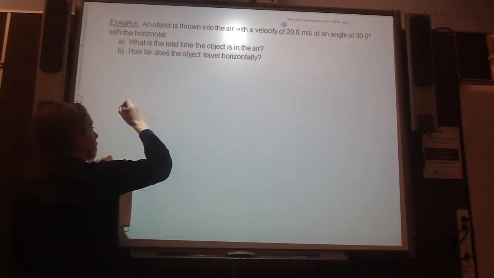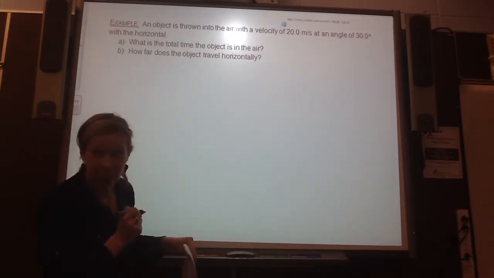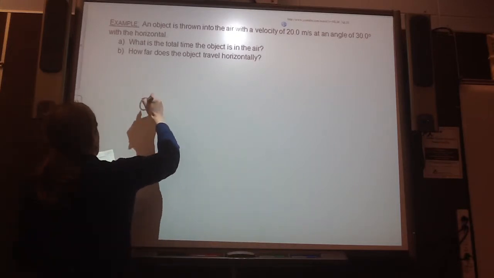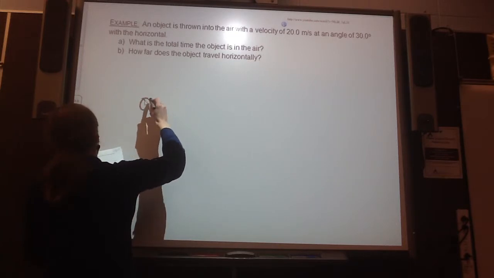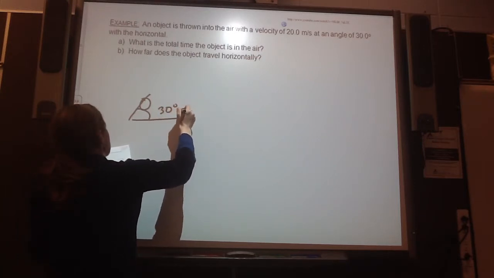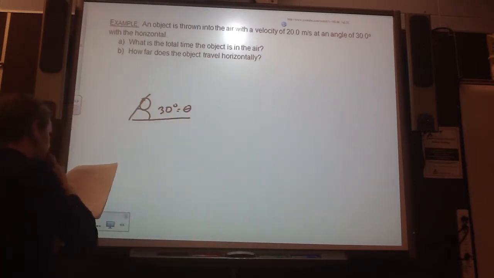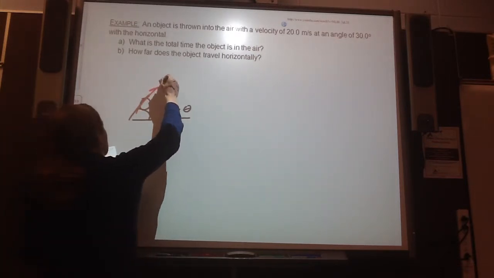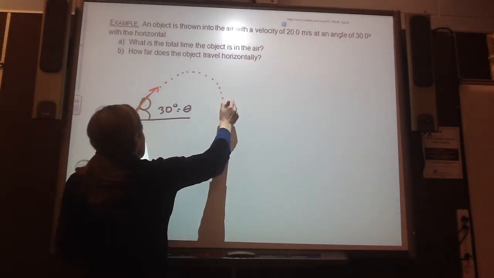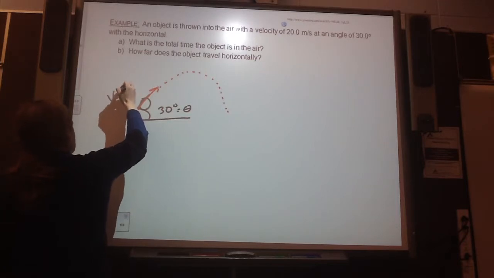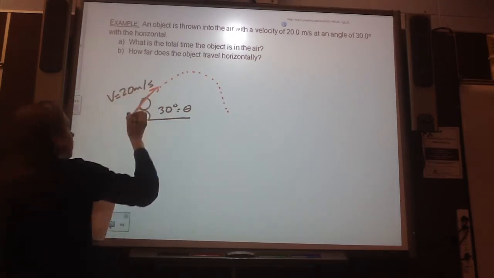So first I'm going to draw a diagram. Okay. So here's my ball or whatever I'm shooting up, and it's shot up at an angle of 30 degrees. And it has a parabolic trajectory. The V at this spot is 20 meters per second.